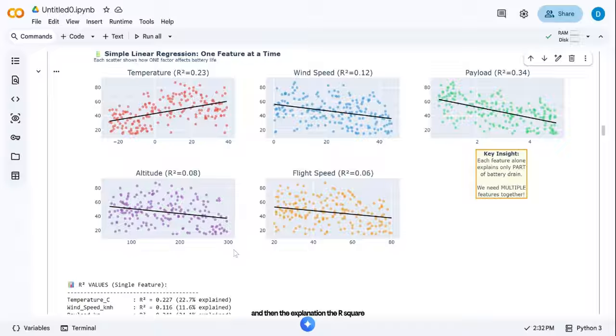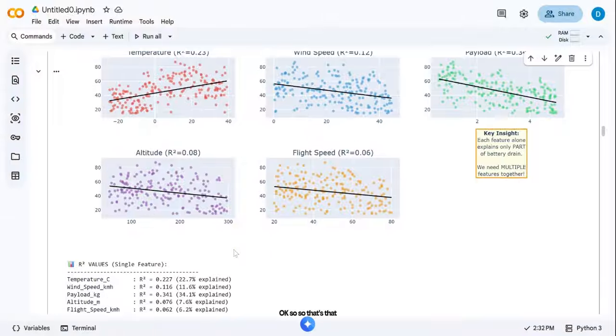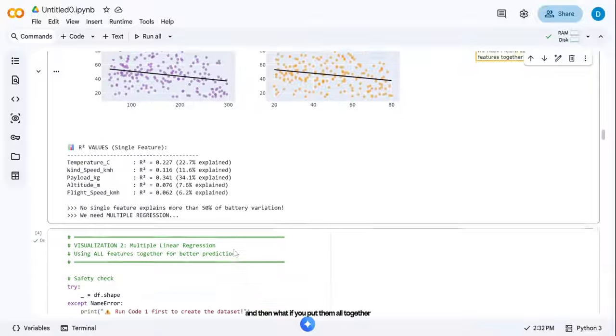And then the R square is only 0.8%. So flight speed: the faster, the faster the battery will drain. But just like the altitude, it doesn't explain that much. It explains only 0.06. So that is this graph. These graphs are showing one factor at a time. If you're running a simple linear regression, that's what it is. Okay, so that's that. And then what if you put them all together?